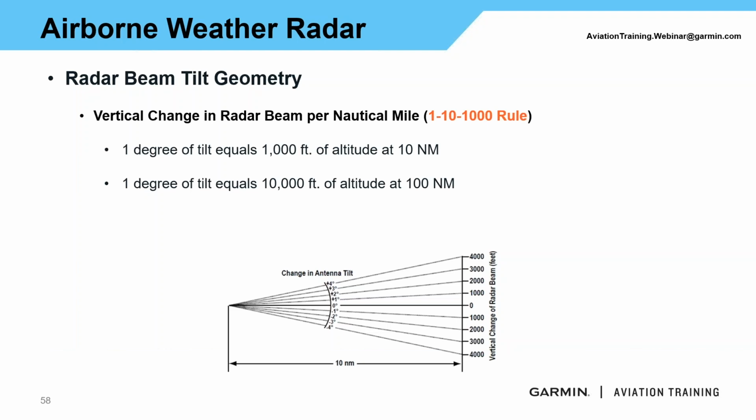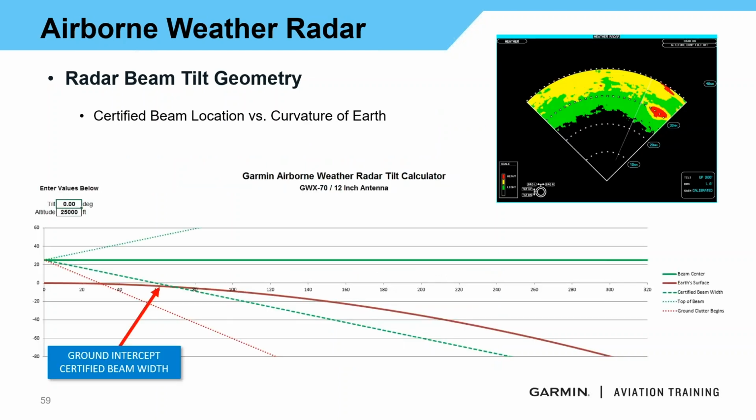To do that, we're going to give ourselves just a little bit of easy math to do. So 1 degree of tilt equals 1,000 feet of altitude for every 10 miles. So for 100 miles, just multiply that by 10. So we got 1 degree of tilt equals 10,000 feet of altitude at 100 miles. You can do the same thing for 200 or 300 miles, and the math works pretty easy for you. So that is moving the center of the beam as well as the top of the beam and the bottom of the beam. So you can kind of forecast where you're going to start seeing ground clutter and be able to manage your tilt with just some simple math.